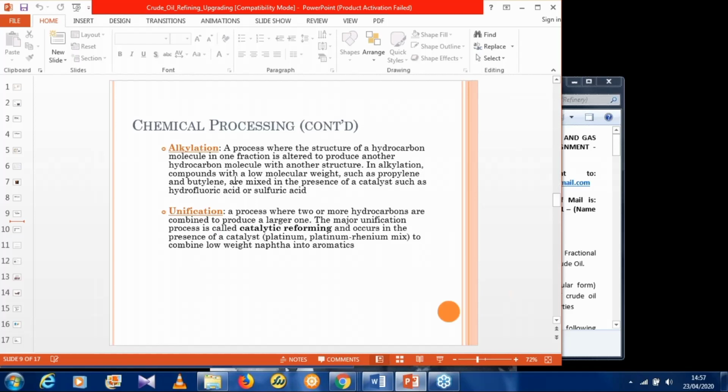catalyst, such as hydrofluoric acid, not hydrochloric, hydrofluoric, that's HF. You have HCl, they're conversant with that, but when it is fluorine, with the lighter elements of the same family with chlorine, hydrofluoric acid or sulfuric acid, that's the H2SO4. Those are examples of the catalysts that are usually used in isolation. We also have unification and the rest of it.